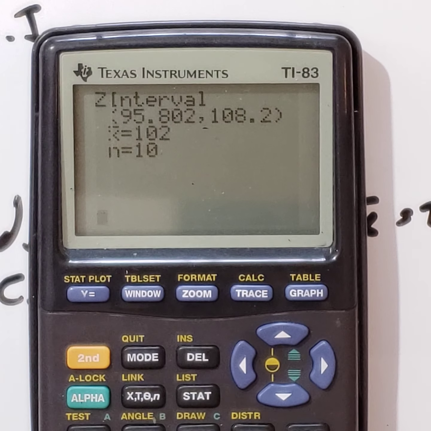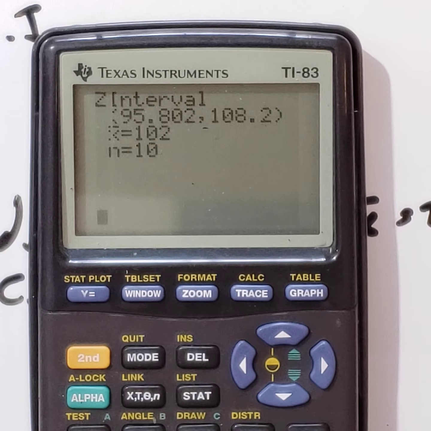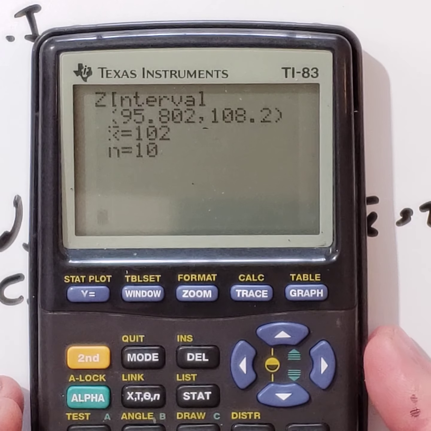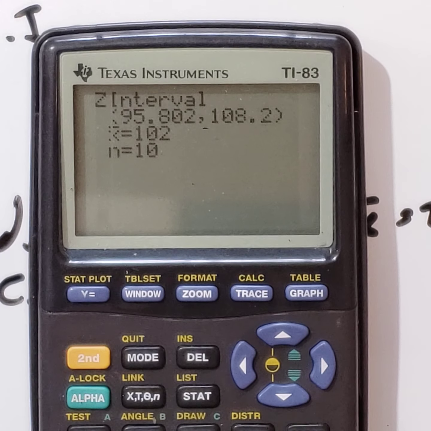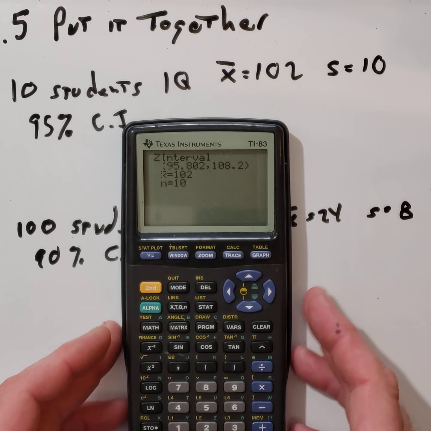So we are 95% sure that the average IQ for Jefferson College students is between 95.8 and 108.2. In other words, if we repeat this process 100 times, about 95 of those times we would actually create an interval that contains the mean of the population itself. That's what we mean by 95% confident. If we would do this over and over again, about 95% of the time we'd be right.